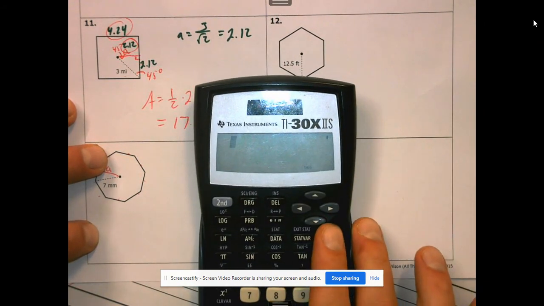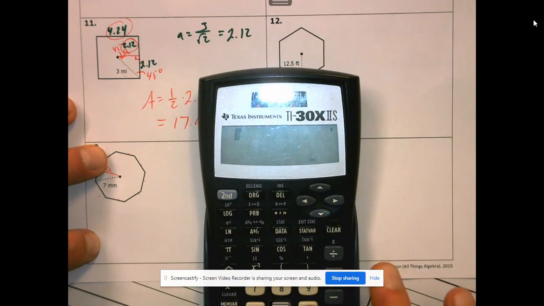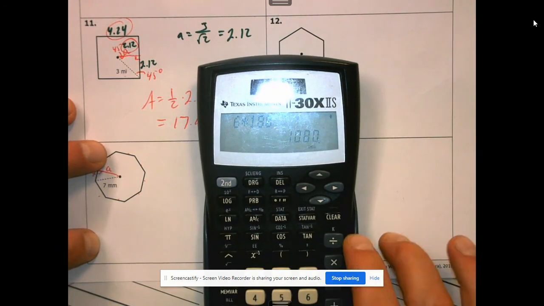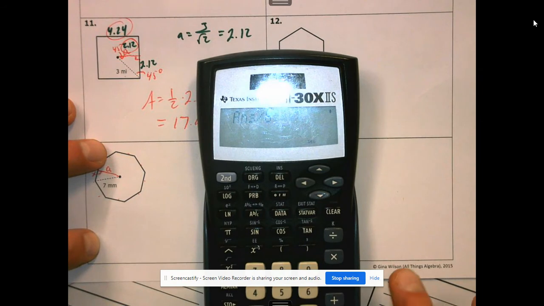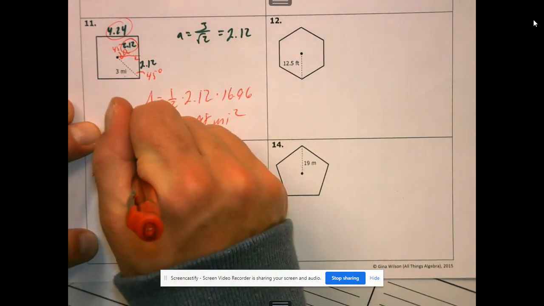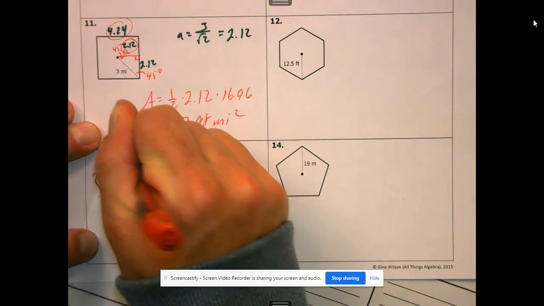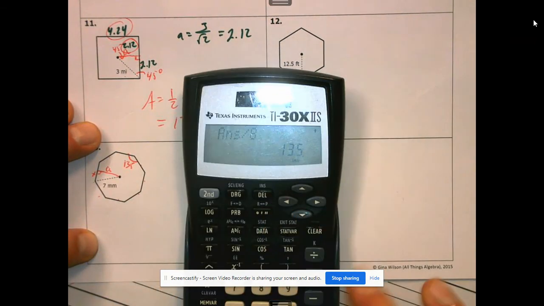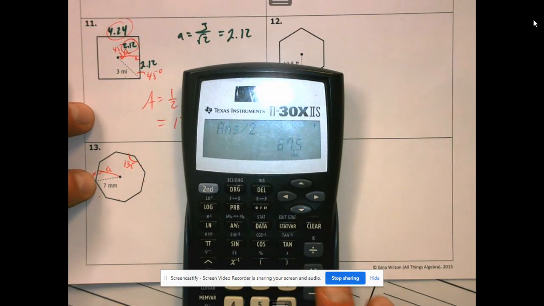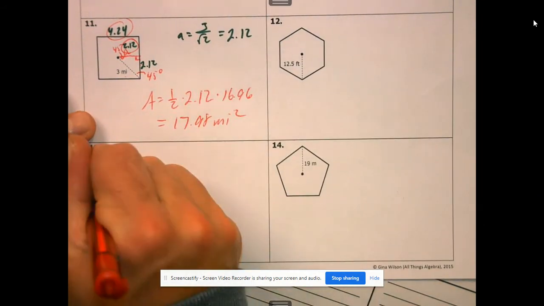So n minus 2 times 180. 8 minus 2 is 6. 6 times 180 is 1080. Divide that by 8 to get one inside angle, 135. So one inside angle is 135. Then we divide that by 2 to get the angle inside the triangle, 67.5.